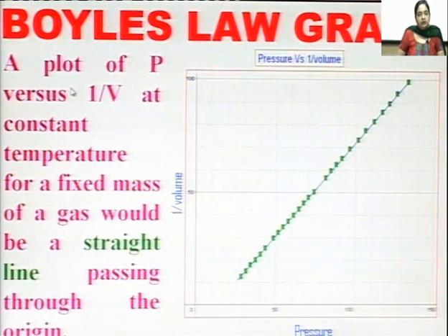Boyle's law graph. A plot of P versus 1 over volume at constant temperature for a fixed mass of a gas would be a straight line passing through the origin. If we plot a graph between pressure and 1 over volume, the graph will be a straight line.